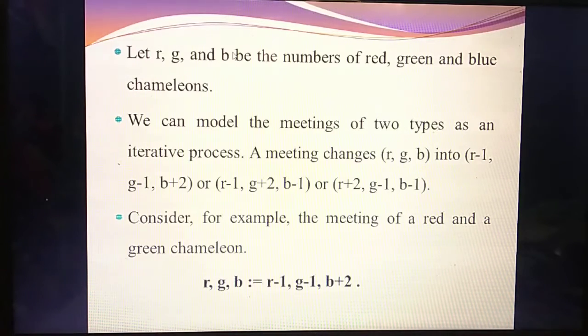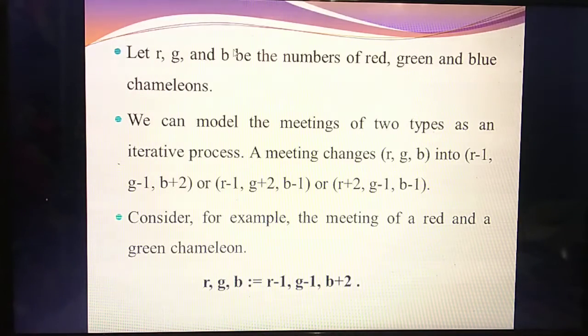Three colors. What are they? Red, green and blue. To represent these colors, we are declaring three variables for the three colors of chameleons. So R represents red color, G represents green color and B represents blue color. Understand?